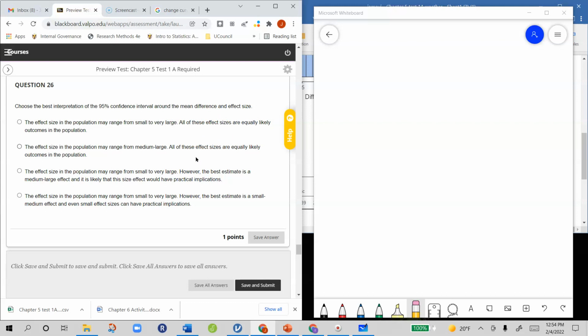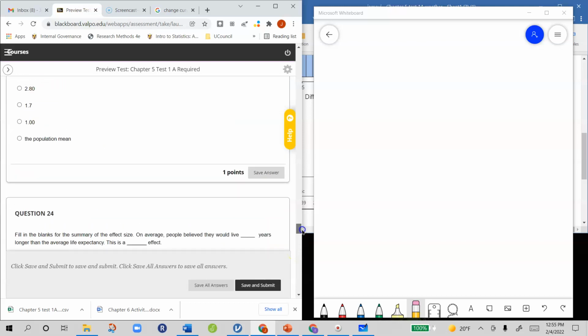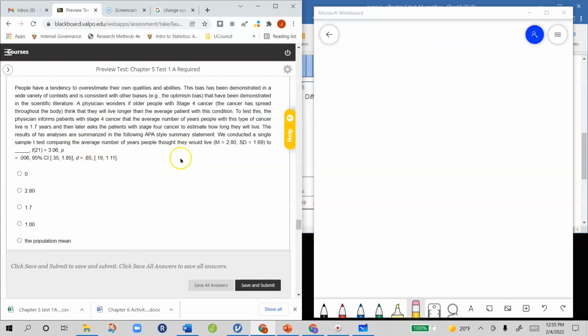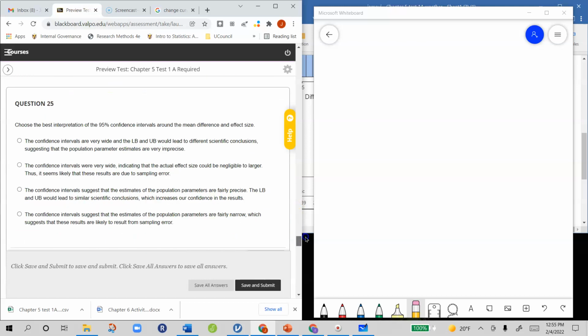Our next one says the effect size in the population may range from medium to large. That's not correct. And it also says that all effect sizes are equally likely outcomes in the population. The third one is the effect size in the population may range from small to very large. However, the best estimate is the medium-large effect, and it's likely that this effect size would have practical implications, right, having a medium to large effect. Right? So this is the correct option. The next one is not correct because it says the best estimate is a small to medium effect. And that's because our effect size was not small to medium, right? Our effect size was D of 0.65, which was medium to large.